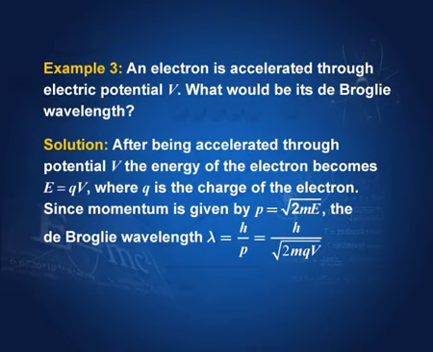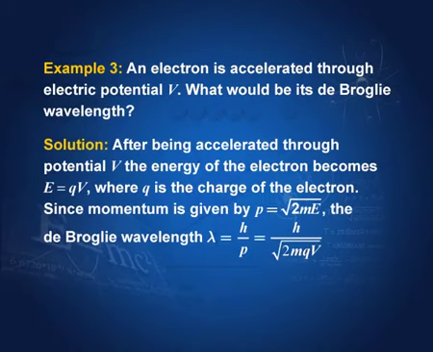An electron is accelerated through electric potential V. What would be its de Broglie wavelength? After being accelerated through potential V, the energy of the electron would be qV, where q is the charge of the electron. Since momentum is given by p equal to square root of 2mE, the de Broglie wavelength lambda would be h by p, equal to h by square root of 2m times qV. m is the mass of the particle, in this case electron, q is the charge, and V is the potential difference through which the charged particle has been accelerated.